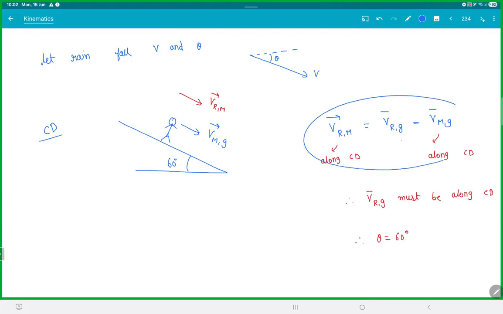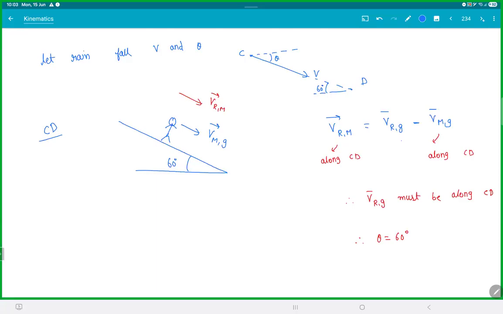Are you getting it? If you take three vectors, the resultant is along CD. This is along CD. So VRG must be along CD. Sum of two vectors or difference of two vectors, if it is giving a parallel vector, that means all vectors are parallel. Any doubts on that one statement? So that was the main catch there. That was the information you need. Got it? So if this vector is also along CD, this angle was 60 degrees, alternate angles. So theta will be 60.